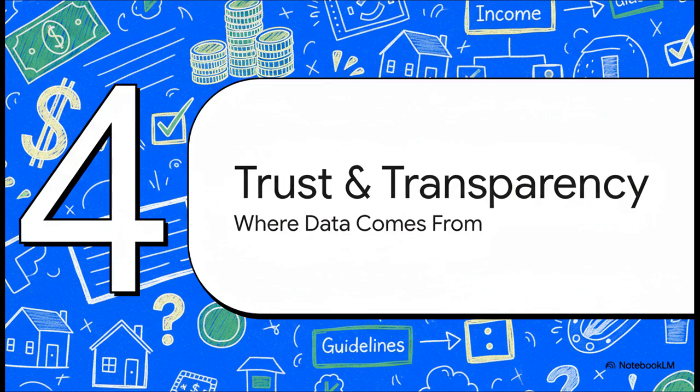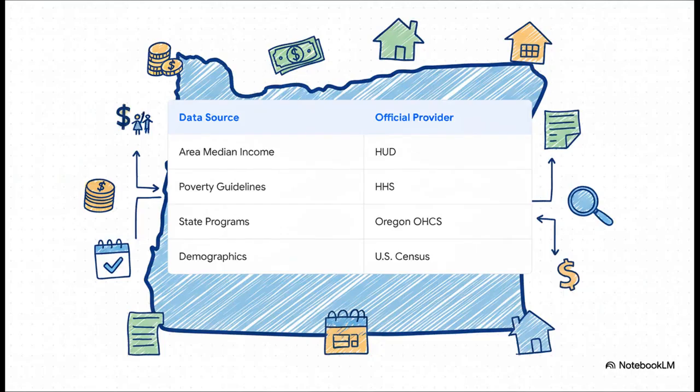Now, with any tool like this, there's a huge question you have to ask. Can you actually trust the information? I mean, where's all this data coming from anyway? Well, the folks who made this have been super upfront about it. The reason this tool is so reliable is because of its sources. It's not just using estimates, it's pulling its info directly from official government agencies. AMI data comes straight from HUD, poverty guidelines from Health and Human Services, and all the state program info is from Oregon's own agencies. And most importantly, it's all updated with the latest 2025 data so you know it's accurate.